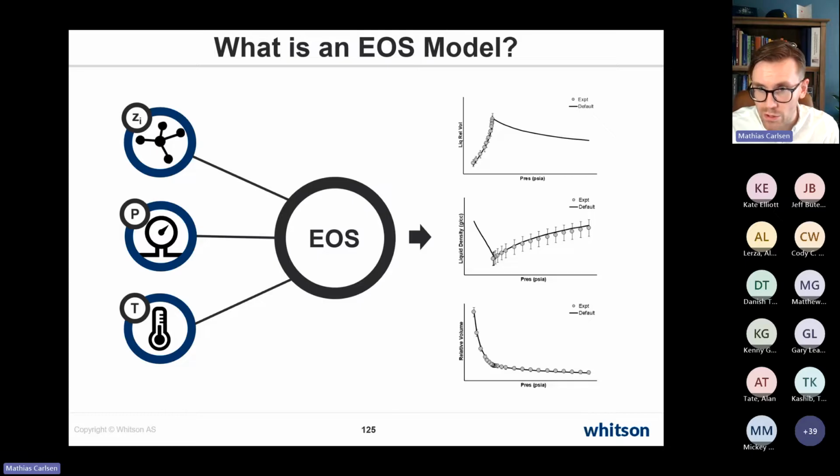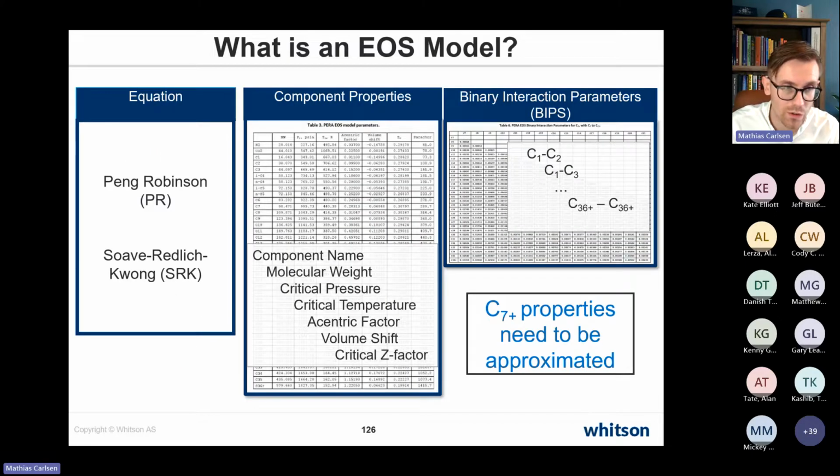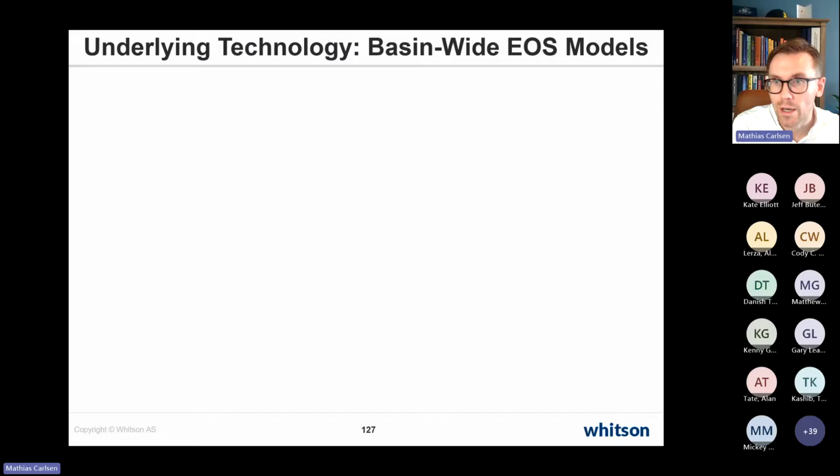How does an equation of state look? If Curtis wanted to send me an equation of state, he would basically send me either the Peng-Robinson or SRK equation of state. It will have two tables, the component properties and the binary interaction coefficients. So that's how it looks, and there are different industry standard formats. Typically, Eclipse 300 is an industry standard.